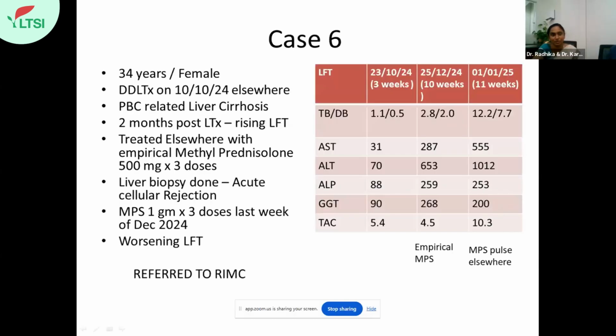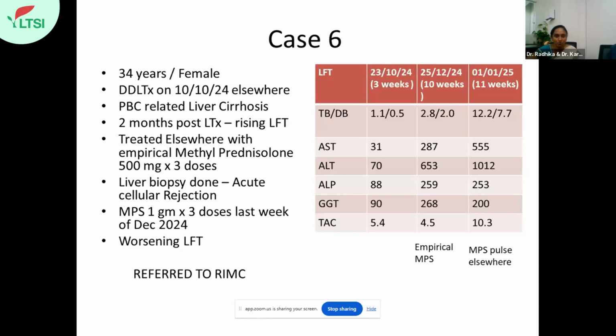Next is a 34-year-old female who underwent deceased donor liver transplantation in October 2024 for PBC-related liver cirrhosis. The immediate post-operative period was uneventful, and she was discharged at 4 weeks post-transplant. At 3 to 4 weeks post-transplant, LFTs were normal. Total bilirubin was 1.1, AST 31, ALT 70, alkaline phosphatase 88, and gamma GT 90 with the tacrolimus level of 5.4.